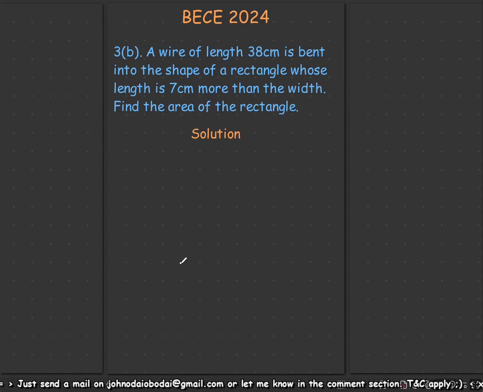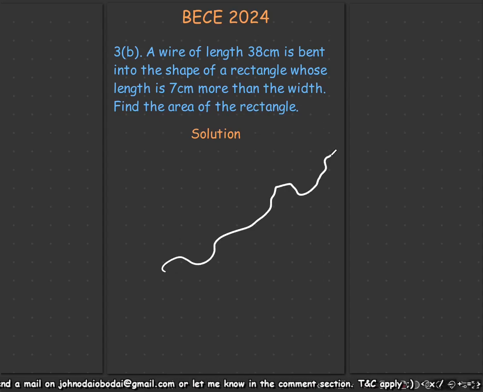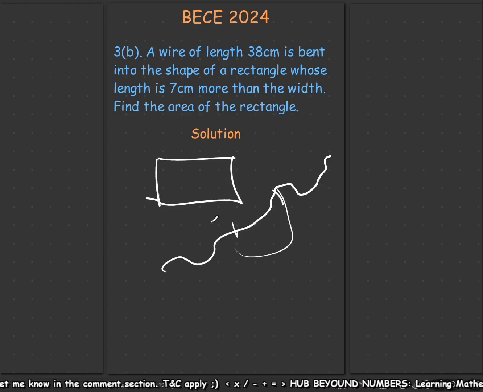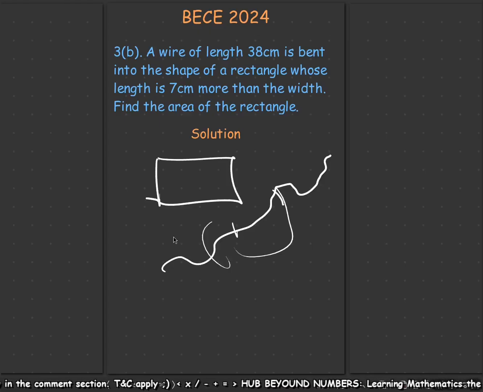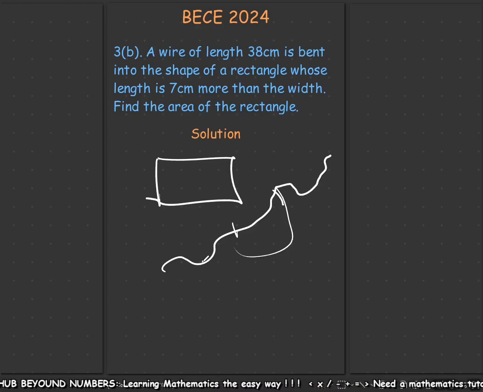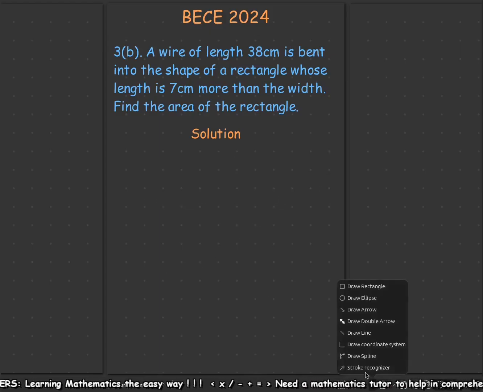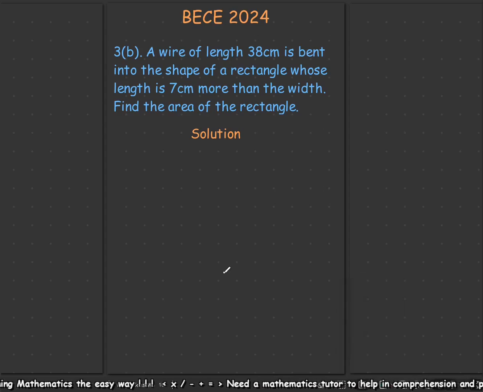What does this question mean? So you have a wire like this, and we have bent this to form a rectangle. You have cut here and remolded it to form a rectangle. All they are saying is that the new rectangle you have formed, its length is 7 centimeters more than its width. So we know for a rectangle, let me draw a rectangle here.